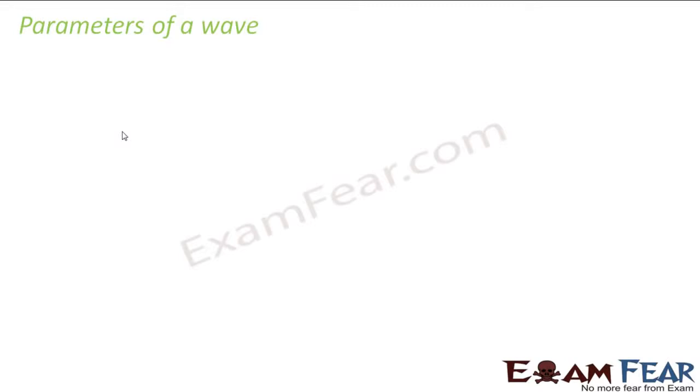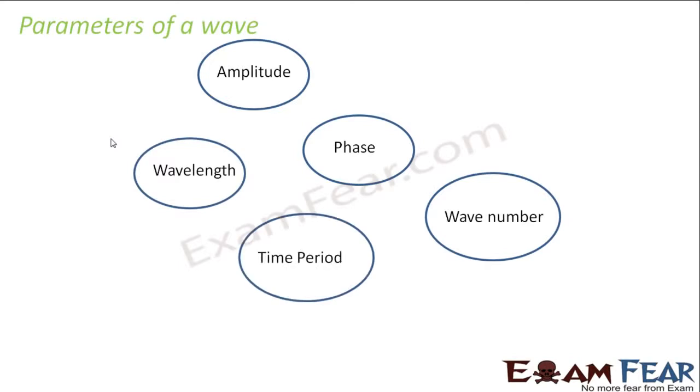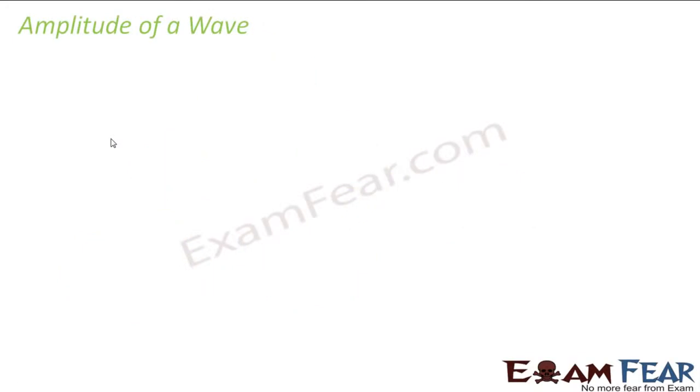So let us have a quick recap of the parameters of a wave. What are the different parameters which describe or characterize a wave? Amplitude, phase, wave number, wavelength, time period, angular frequency. So these are some of the parameters which can describe a wave. Now, I'll not talk about all of them in detail, but most of them are used when I talk about modulation. So let us have a quick review of each of them.